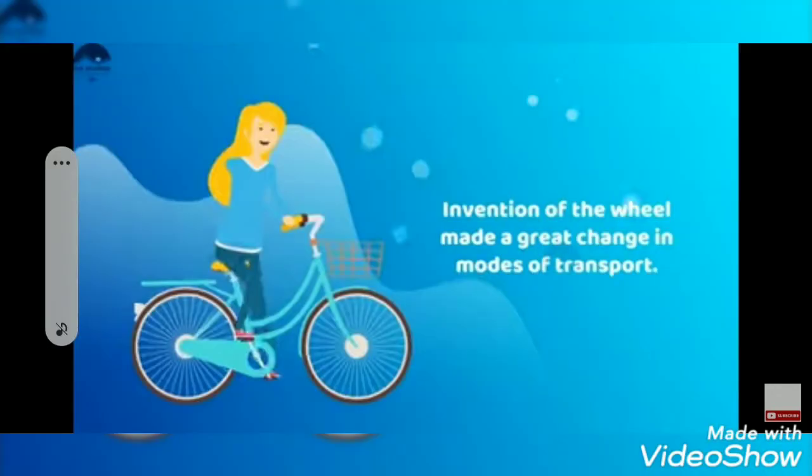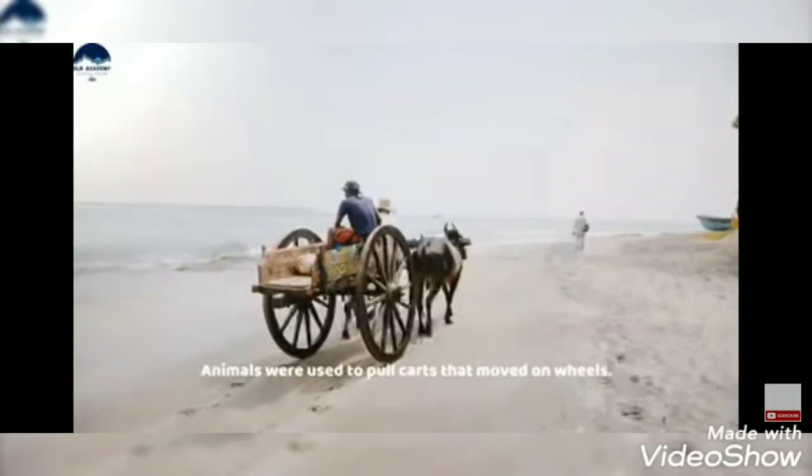After that, the invention of the wheel made a great change in modes of transport. The wheel was invented and people tried to adapt to the wheels. They made bicycles, they made cartwheels out of it. Animals used to pull the wheels, and then on those wheels they used to have a cart which was used to carry loads and people from one place to another. So wheels really modified the world.